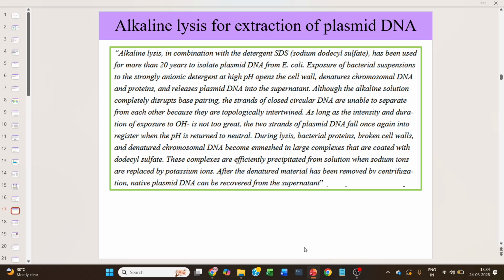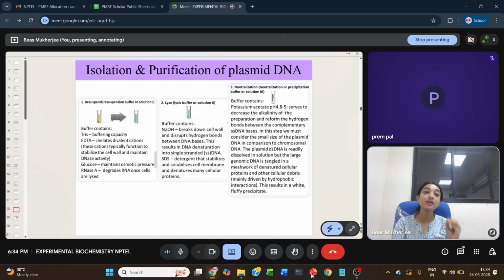Okay, now we will look at this process in a lot more detail. Okay, so there are these 3 steps. We will look at them one by one. Okay, so first thing, you got that pellet. You remember the bacterial pellet came. You threw away the supernatant containing the LB media. Fantastic. Now what do we do? Now we dissolve this in a resuspension buffer.